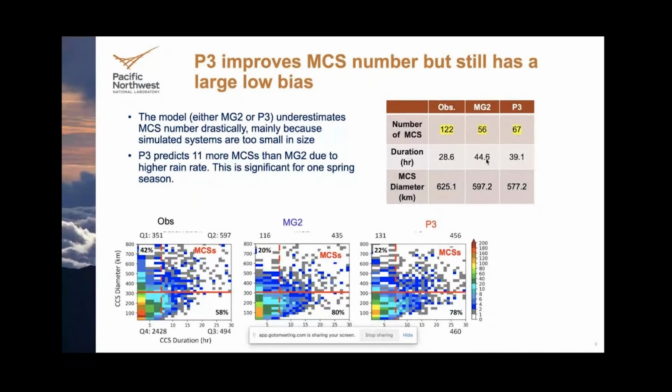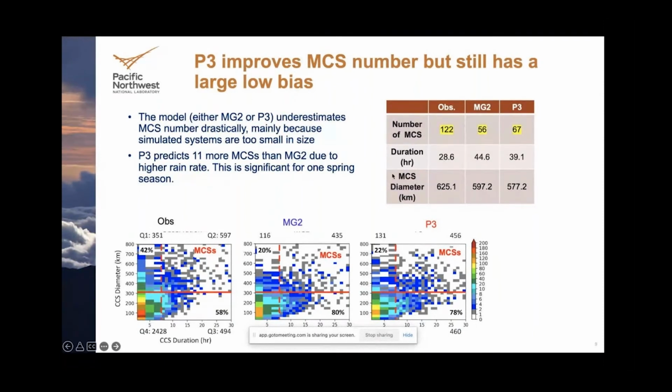So on the MCS number, you can see overall the models have a much lower MCS number. This is a pretty significant problem, not just for this model. It's probably pretty general, since the resolution is still coarse. But P3 is able to get 11 more compared to MG2. And both models underestimate the MCS number by so much.